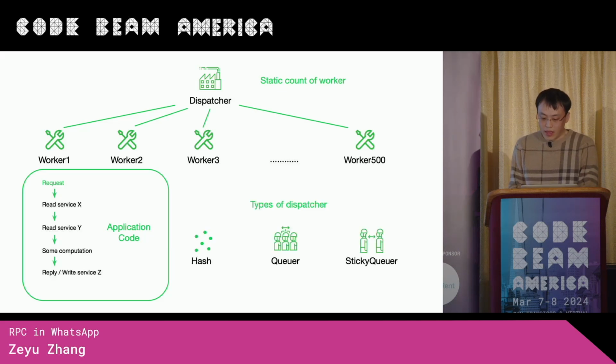From every dispatcher, we start a static count of workers depending on the service, and then dispatch the RPC request to workers for parallel processing. There are many types of dispatcher we have, but majorly we have three: hash, queuer, and sticky queuer.